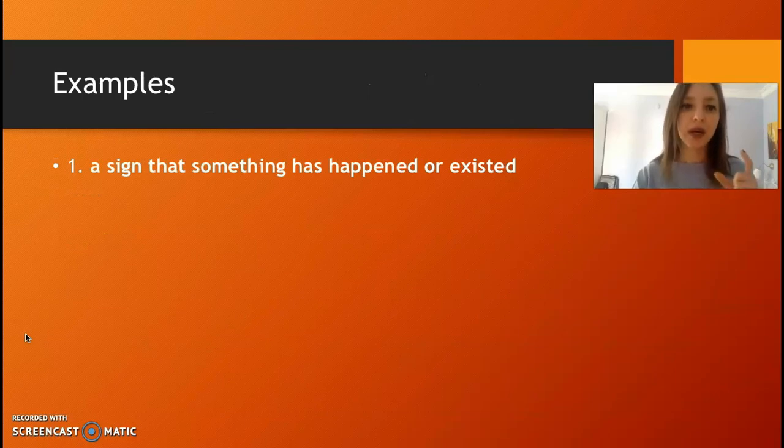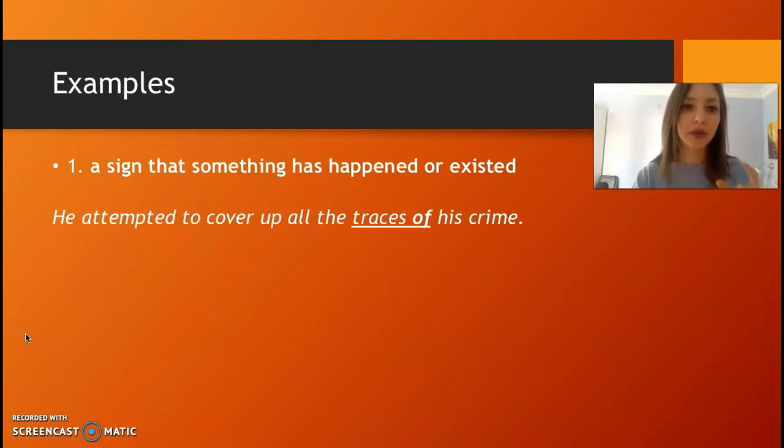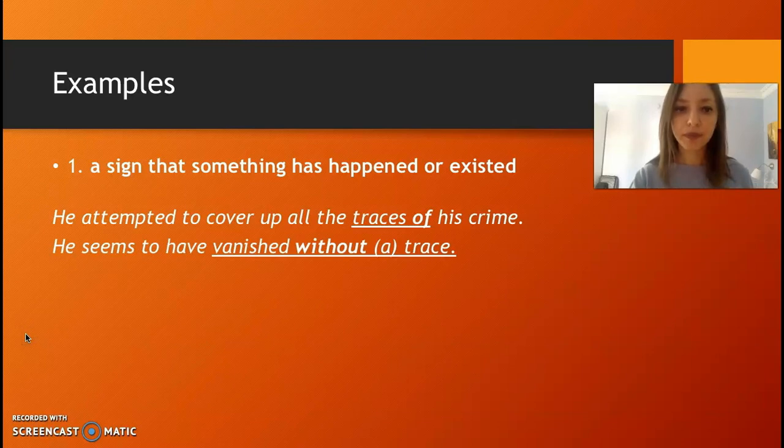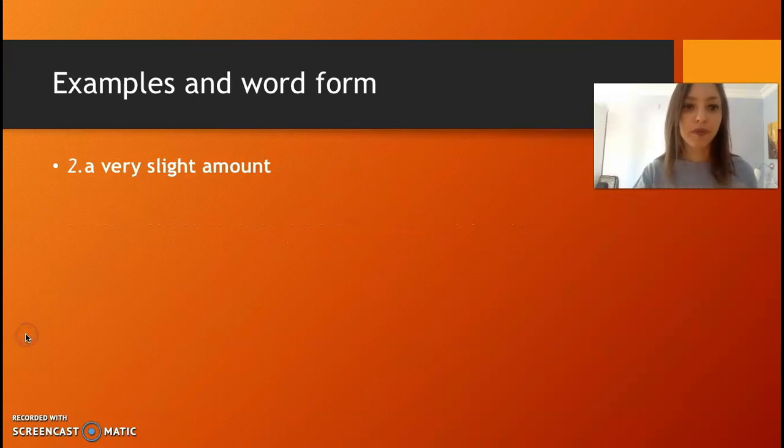And, okay, here is an example for you. Under definition 1, he attempted to cover up all the traces of his crime. He seems to have vanished without a trace. This is a very nice collocation for you to learn. Vanish without a trace. If you vanish without a trace, you leave nothing behind, okay? So it's really difficult for others to find you.